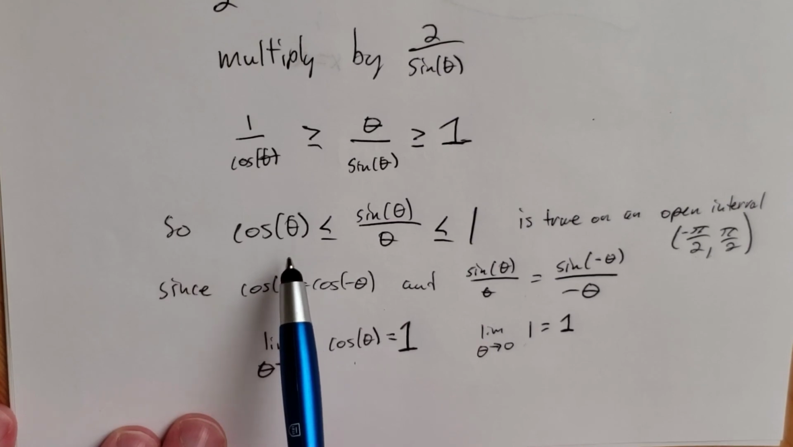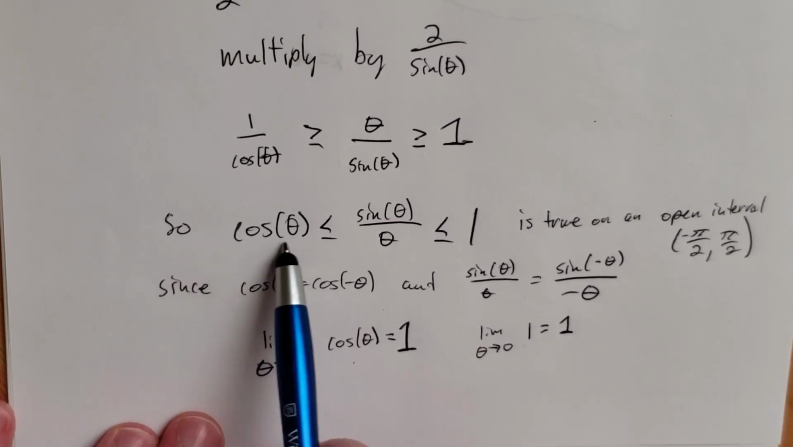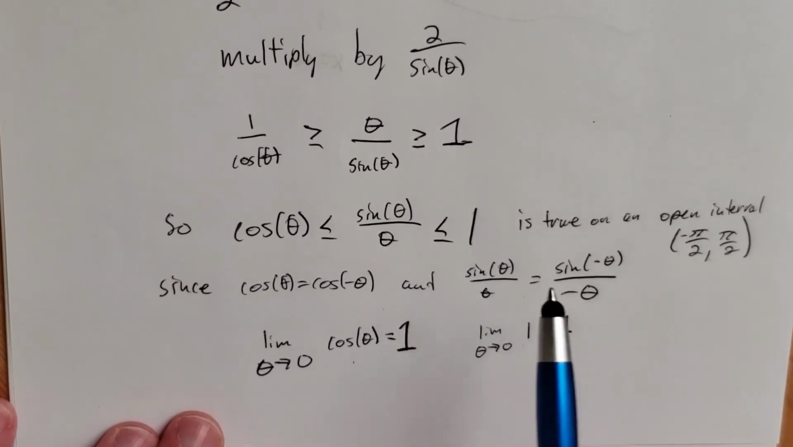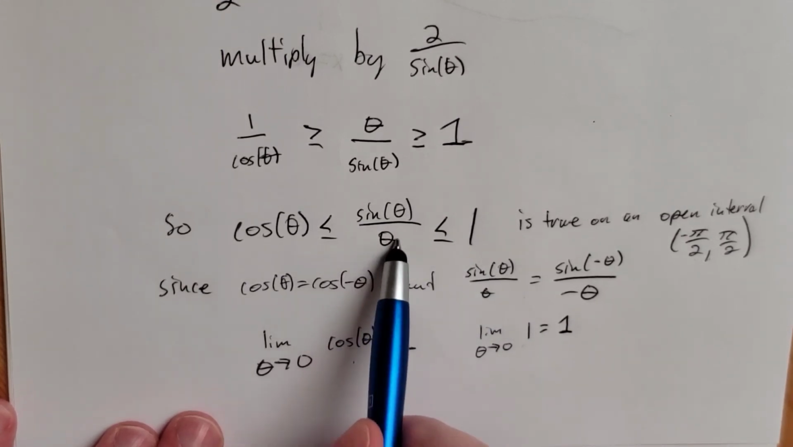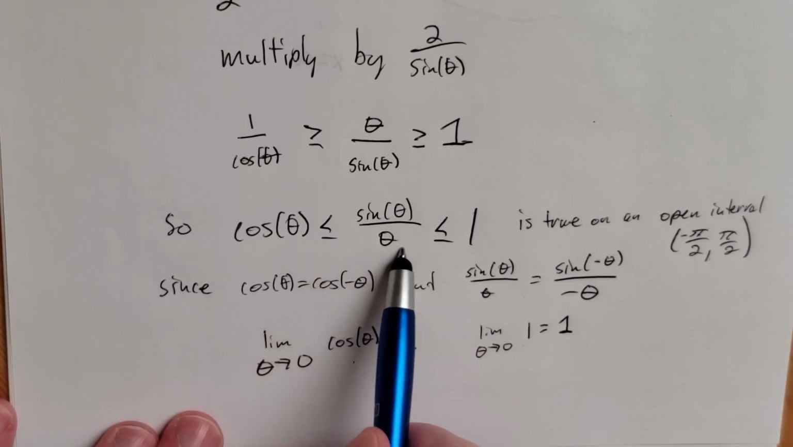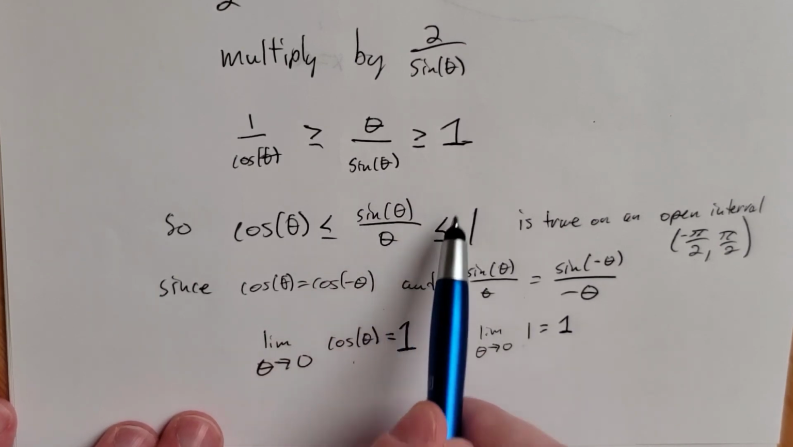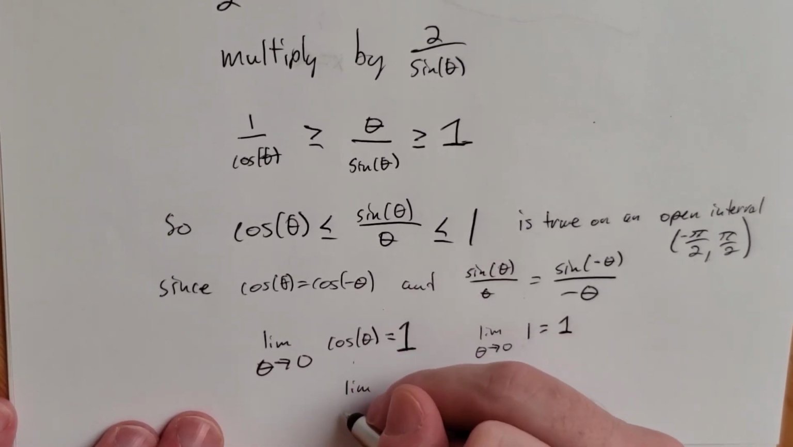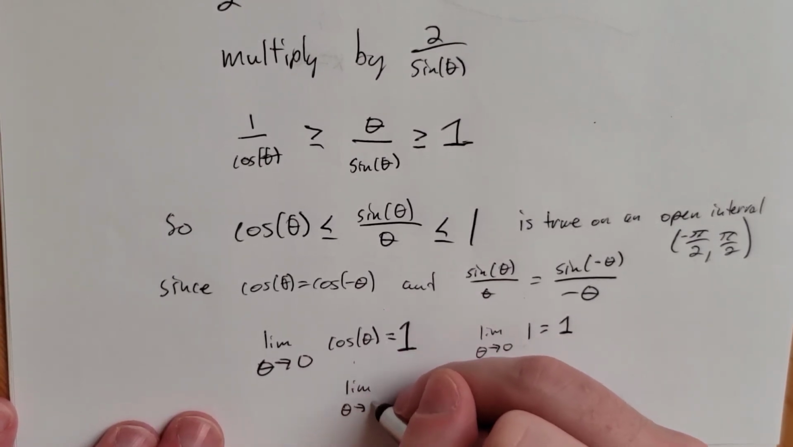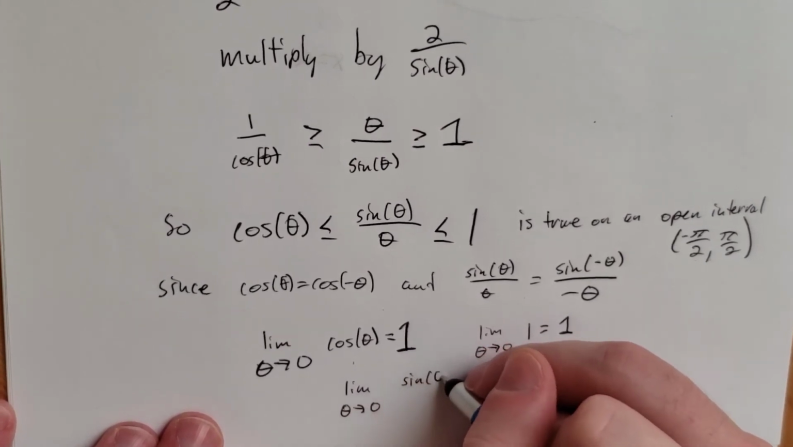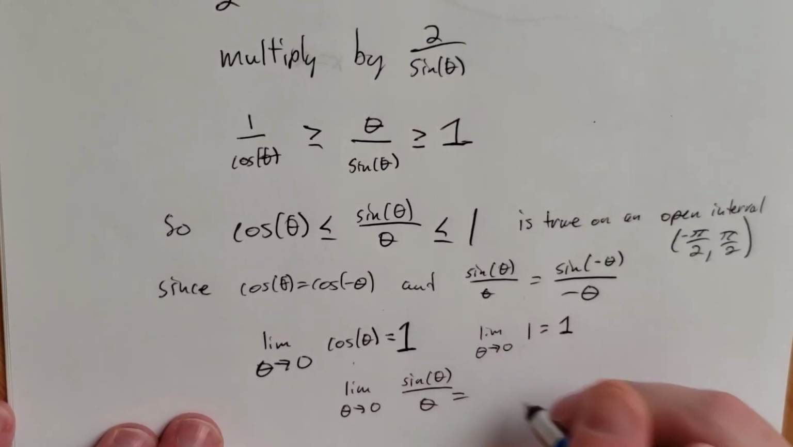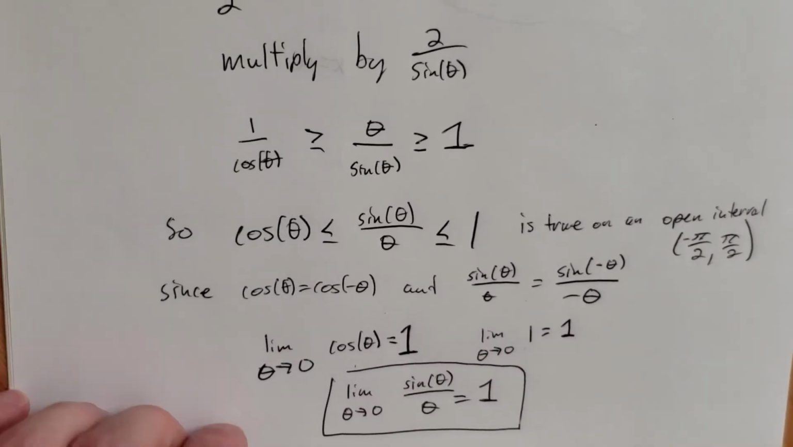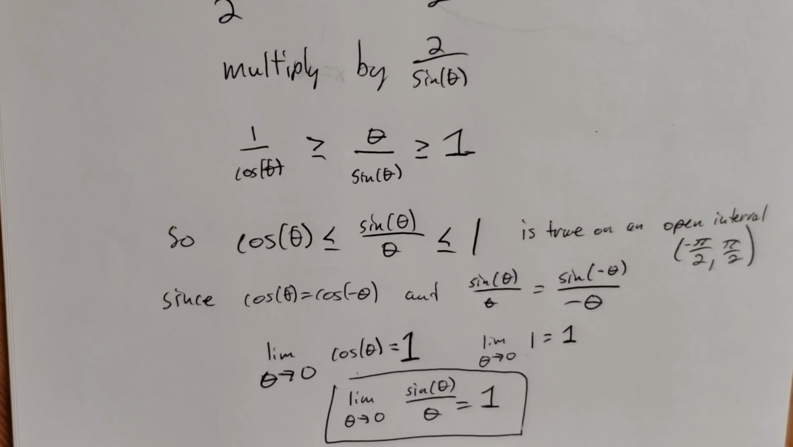So the limit as theta approaches 0 of the smaller function is equal to the limit as theta approaches 0 of the bigger function. Then by the squeeze theorem, that means the limit as theta approaches 0 of the middle function must also be 1. So by the squeeze theorem, we get what we wanted in the first place, which is that this limit is 1. All right. And that concludes our proof and the video.